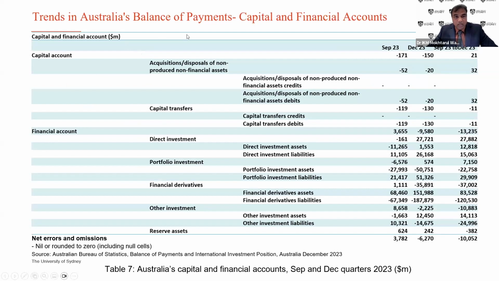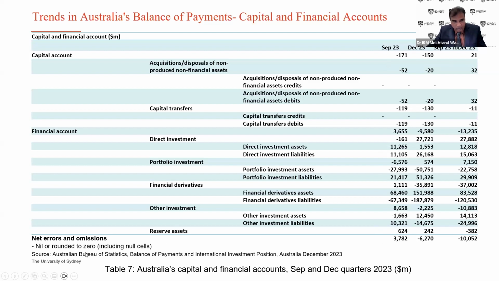Now, trends in Australia's balance of payments, capital and financial accounts. If we again look at the last 2 quarters, September 23 and December 23, we have the capital account, and these are the various compositions of the capital account. And we have the financial account. These are the 5 different categories of the financial account. And these are various items like acquisition and disposal of non-produced, non-financial assets, which are credits and debits. And we have capital transfer, credit and debit. All these are tabulated.